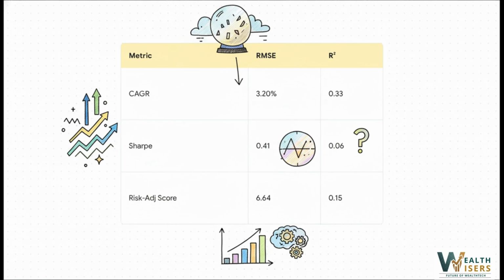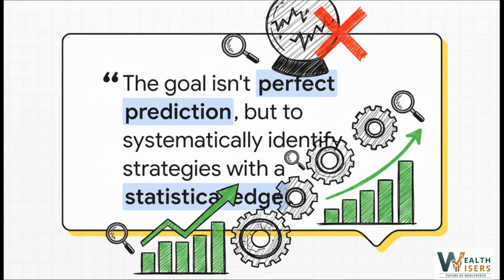But, and this is a big but, the results for CAGR and the overall risk score show that the AI really can find the signal in the noise. It has a real positive predictive ability. And that really brings us to the most important point of all of this. The goal of a system like this is not to perfectly predict the future. I mean, that's impossible, right? The real goal is to use the massive scale of computing to systematically find strategies that just have a proven statistical edge over the long haul.